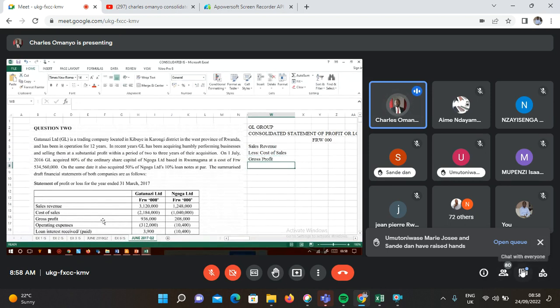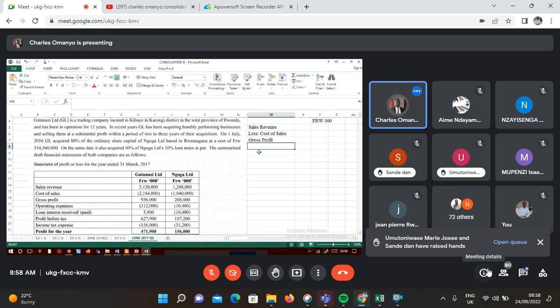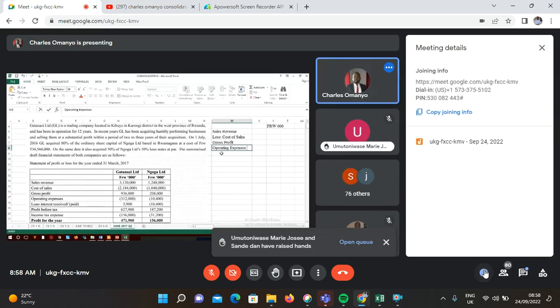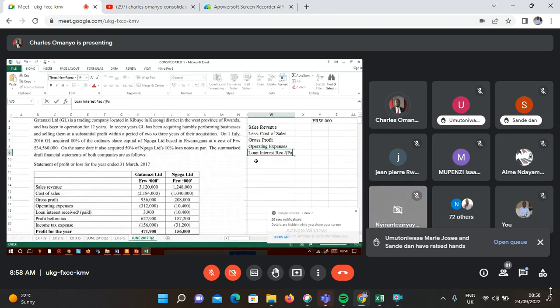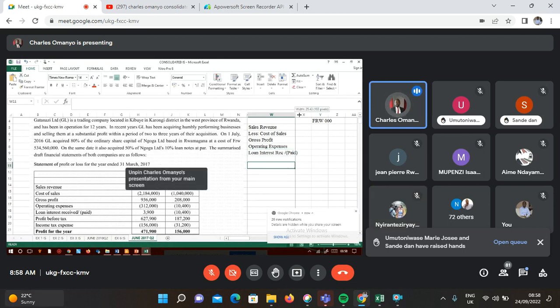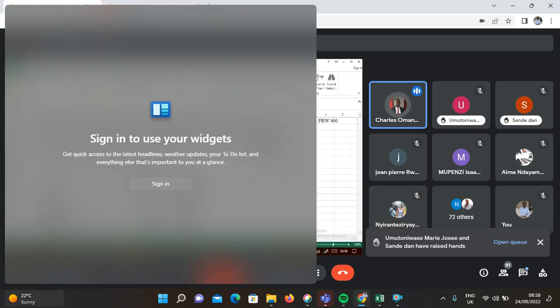After getting the gross profit, next we have operating expenses. After operating expenses, we have loan interest. This is tricky. Loan interest received stroke paid. So there are two interests there. There is interest that is received, which is an income, and there is interest that is paid, which is an expense. Take note of that.